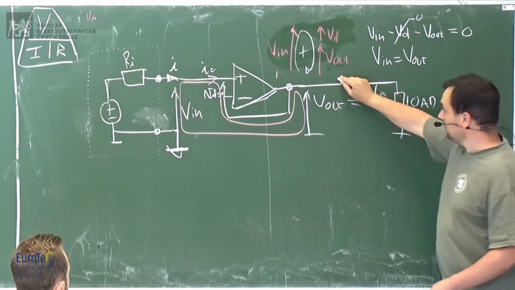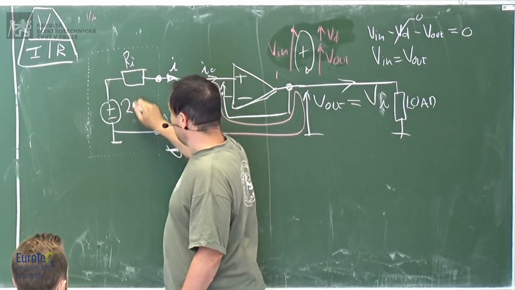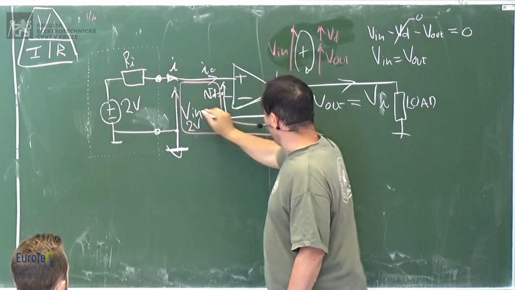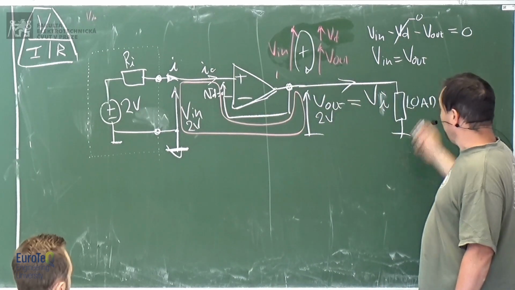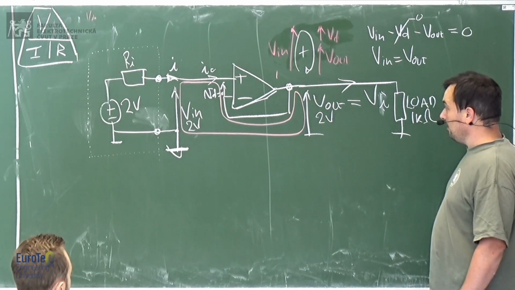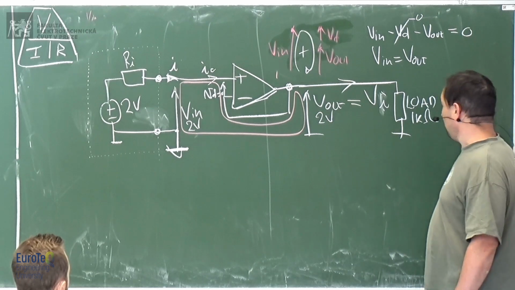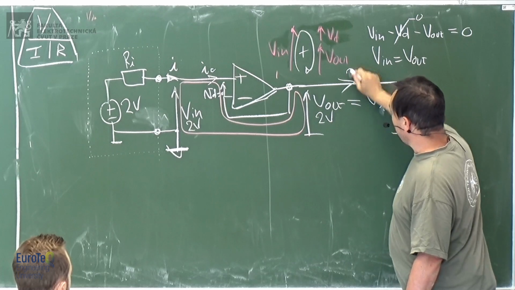Whatever is the current going to the load, because here you produce, I don't know, 2 volts. You have 2 volts at the input, so you will have 2 volts at the output. But now you can source a lot more current. So if you have 1 kilo ohm, you will have 2 volts divided by 1 kilo ohm, 2 milliamps. So here you get 2 milliamps, okay?